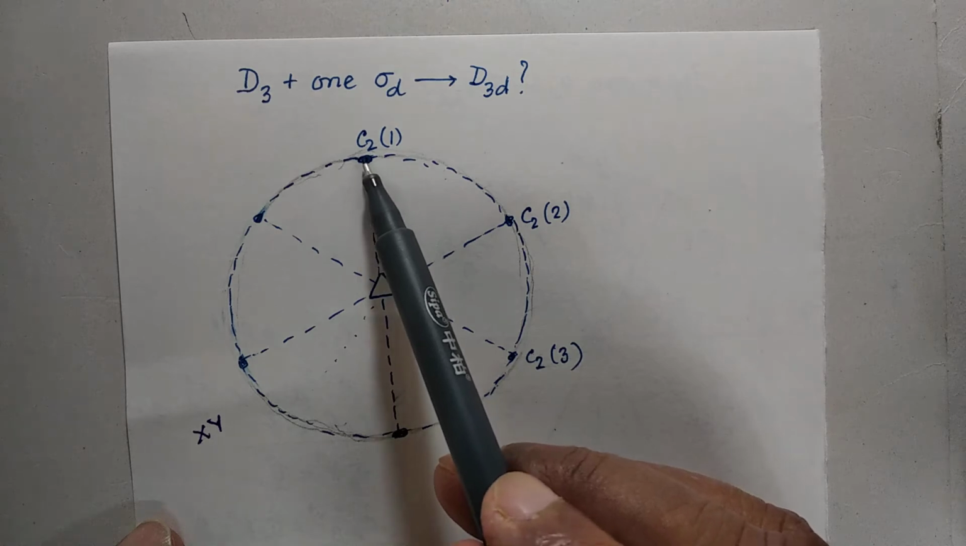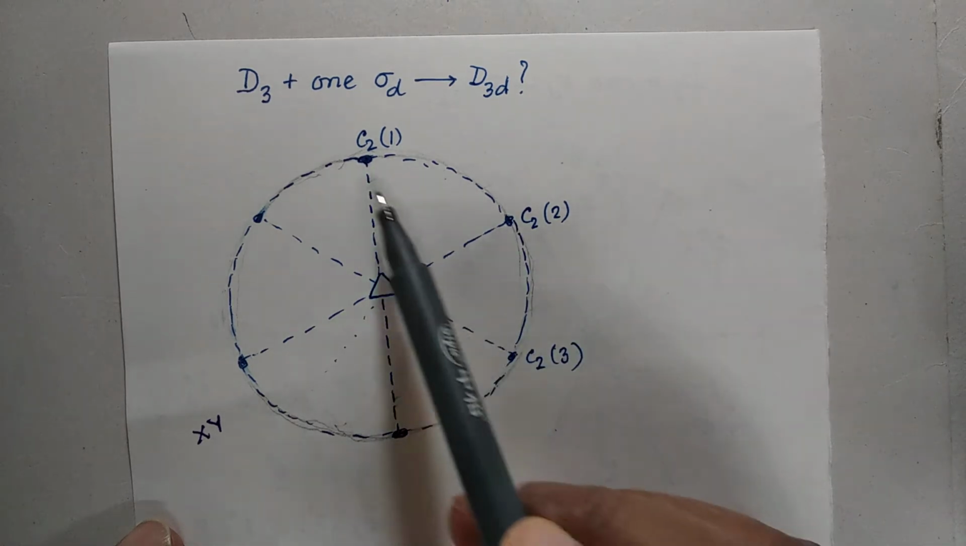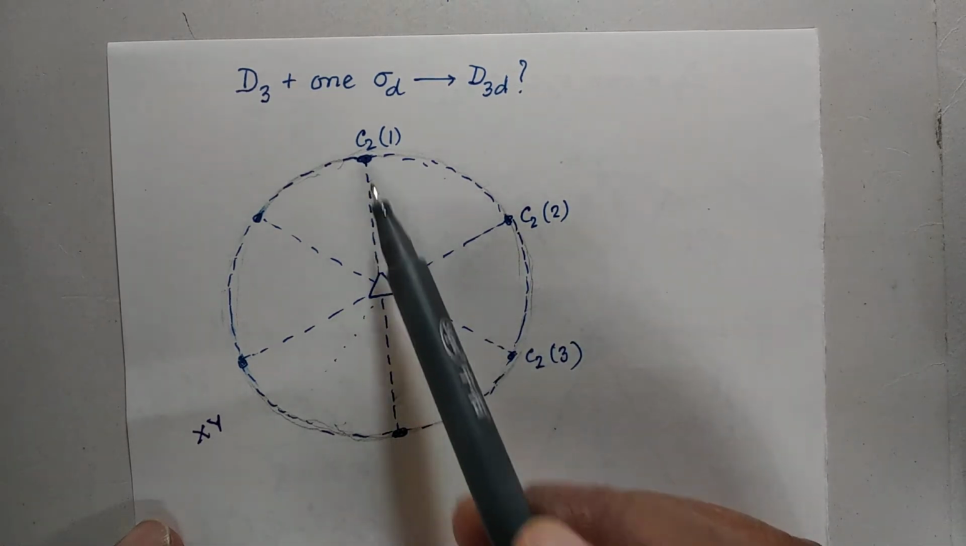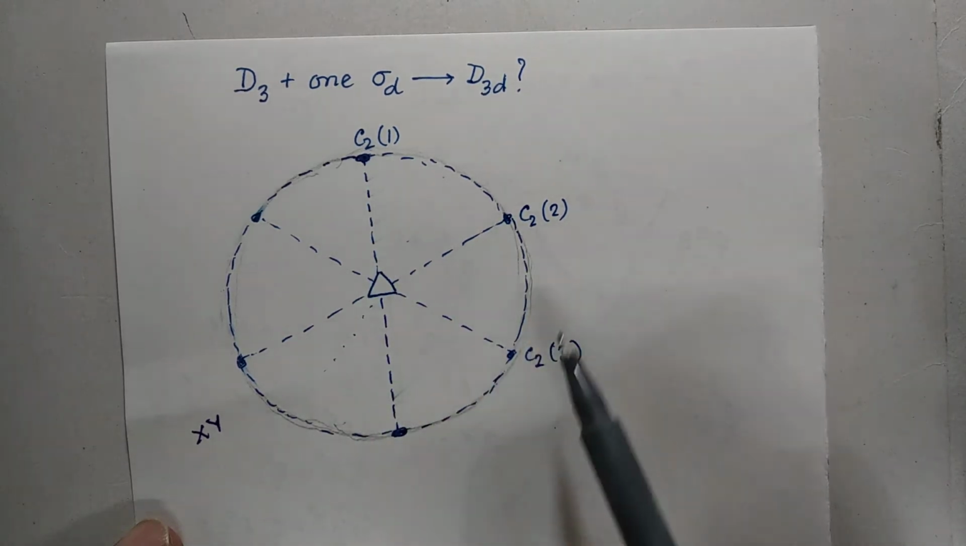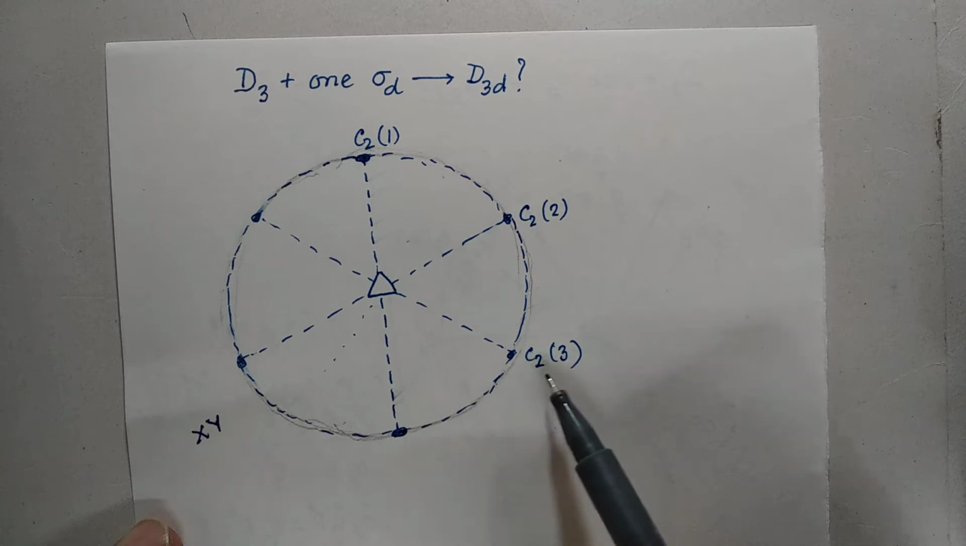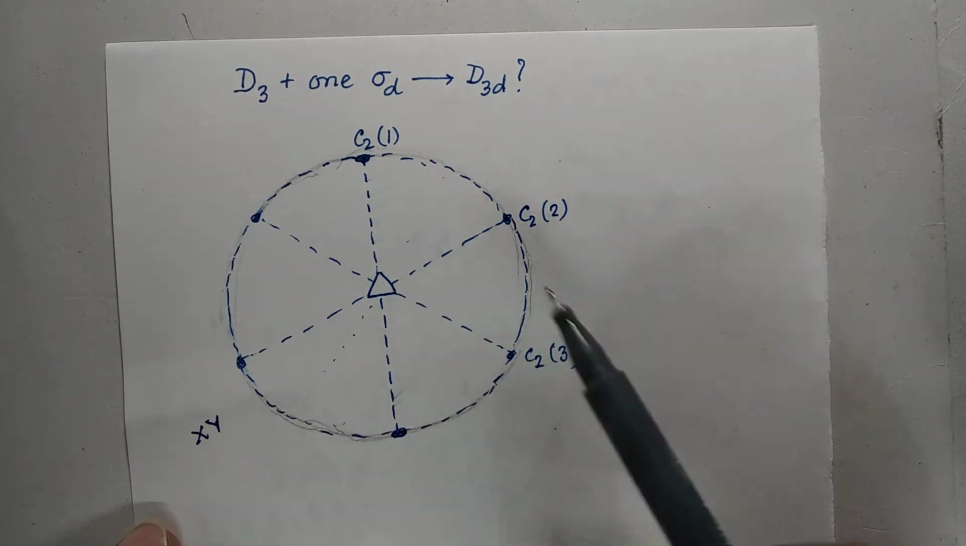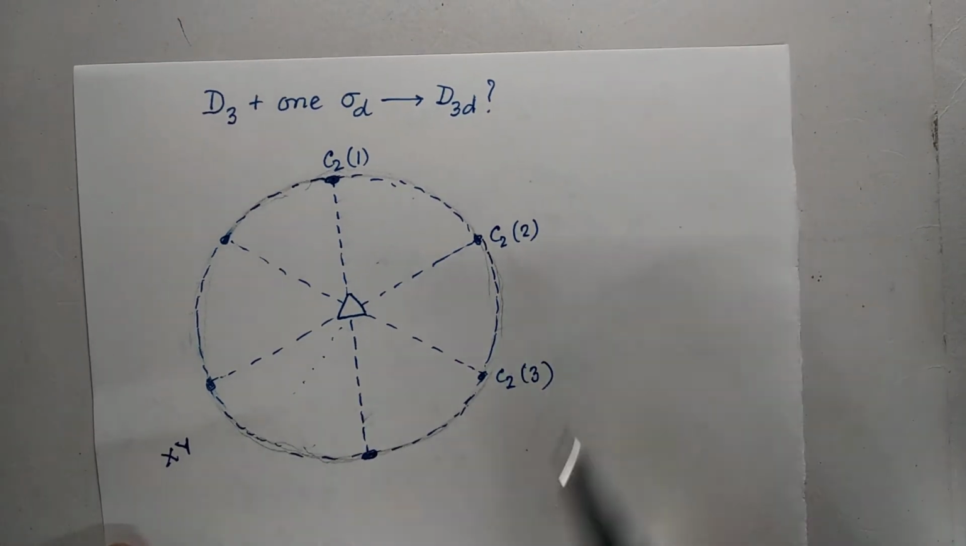And there are three other twofold axes perpendicular to the principal axis. These are C21, C22 and C23. These are the elements of the point group D3.